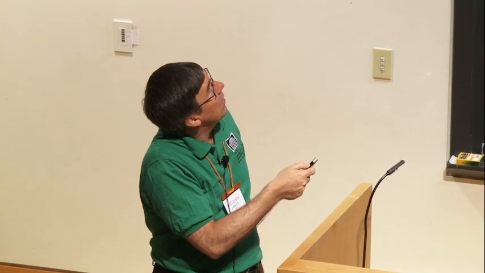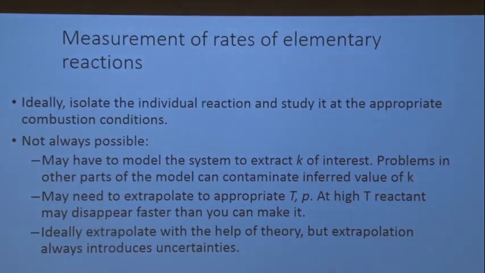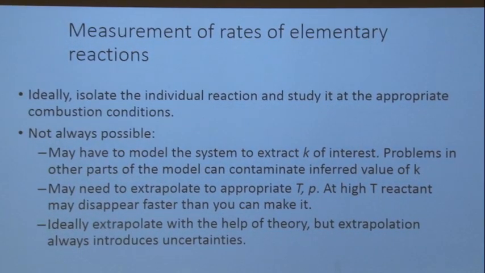The problem is sometimes you just can't do it. So you may have to model the system, including the effects of the side reactions that are unavoidable. For example, I showed you the case of H plus O2, a very important reaction. There's actually two reactions there: H plus O2 to go to OH plus O, or H plus O2 to make HO2. And both of those reactions are always going to happen whenever you have H and O2 together. And so we would really like to know the two of them separately, but it's not possible.